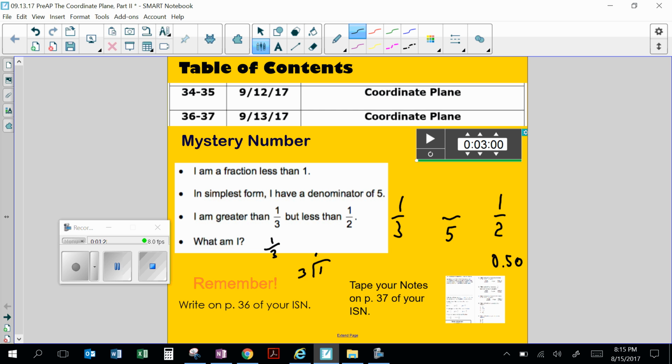Can 3 go in 1? 0 times, because 1/3 is like saying 1 divided into 3 parts. Can 3 go in 1? No. Remainder 1. I annex a 0. How many 3's go in 10? 3 times. That's 9. 10 minus 9 is 1. I annex another 0. Can 3 go in 10? 3 times. So it seems like it's repeating, and it is. 1/3 is 33/100 with a repeating bar. So I have to be greater than 33/100, but less than 50/100ths.